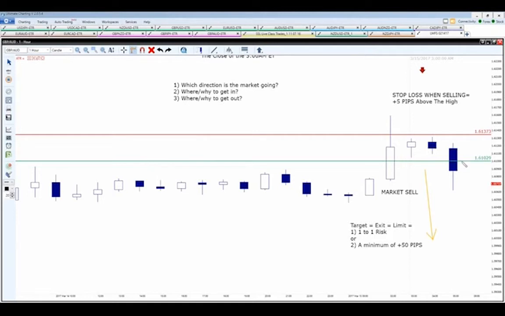There we go. So we come down here, measure out 50 pips. So our exit's going to be right about there, 1.6052. So there's our exit, and we're going after that minimum of 50 pips just like that here.